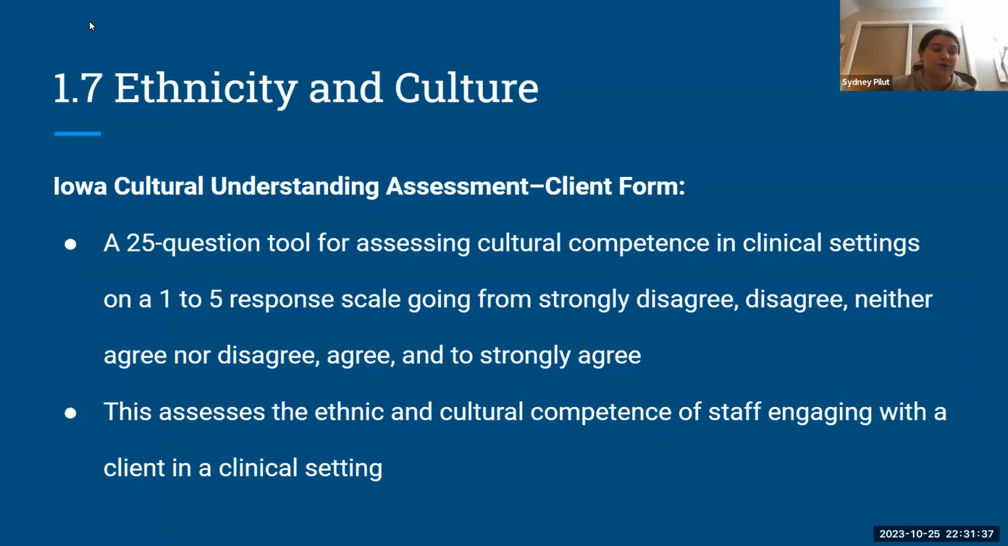And then the second one I chose was the Iowa Cultural Understanding Assessment, specifically the client form, because it also has a clinician assessment. This is a 25-question tool that assesses cultural competence in the clinical setting. It uses a 1 to 5 scale, so it starts with strongly disagree and ends with strongly agree. In the middle is neither agree nor disagree. It's used to assess ethnic and cultural competence of staff engaging with a client in a clinical setting.